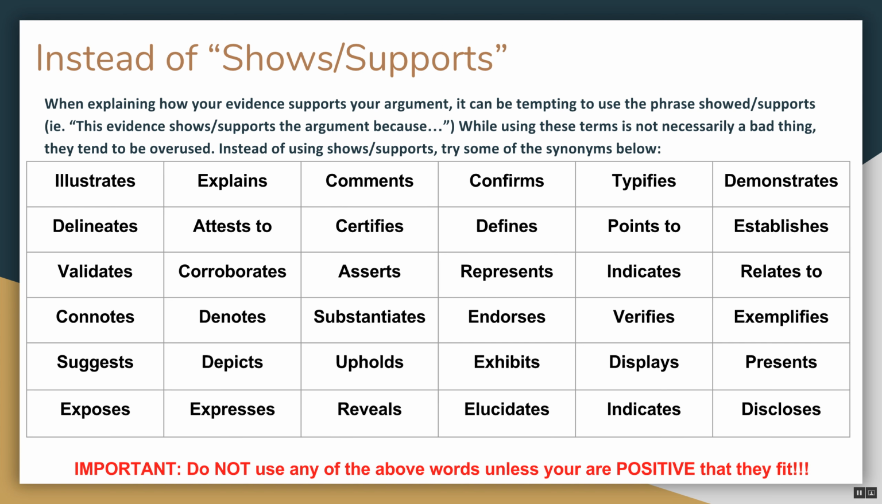The evidence attests to. The evidence certifies. The evidence indicates. The evidence reveals. The evidence exposes. The evidence expresses. These are all examples of words you could be using instead of shows or supports.